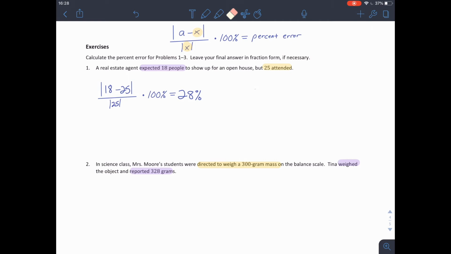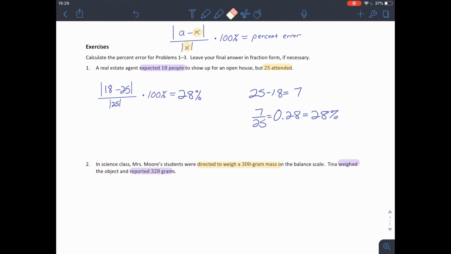we get 28%. If we break that down, if we just try to find the difference in what we expected versus what happened, we get that 25 minus 18 is 7. So the difference there was 7, and if we just divide that by how many there actually were, 25, that gets us 28 hundredths, which is 28%. So either of these strategies will work to get you the answer.